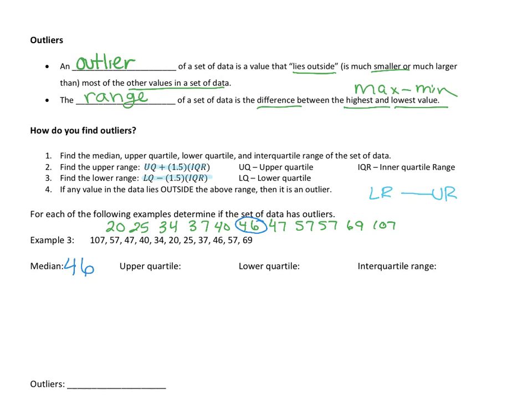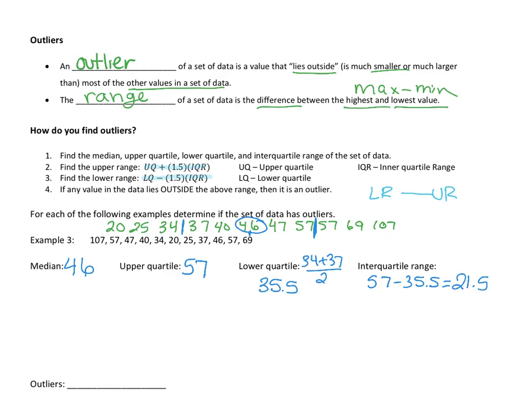Now, we haven't done an example like this before, but when you're finding your upper and lower quartile, you're going to include 46 for both sides. So when I'm finding the middle of the upper, it's going to be right here between 57 and 57, so 57. And when I find the middle of the lower, it's going to be between 34 and 37. So 34 plus 37 divided by 2 is going to give me 35.5. So my interquartile range is going to be 57 minus 35.5, so 21.5.